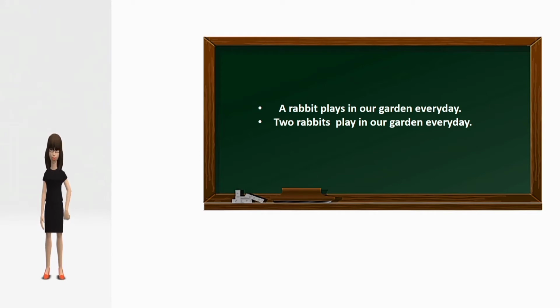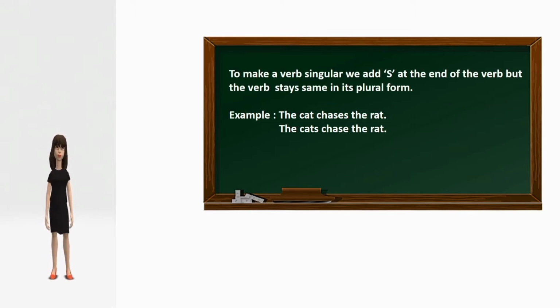This is called subject-verb agreement. Singular subject takes singular verb and plural subject takes plural verb. To make a verb singular, we add s at the end of the verb, but the verb stays the same in its plural form. Let me make it clearer to you all with the help of examples.